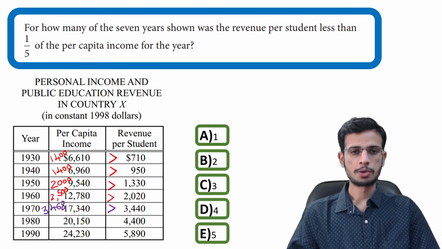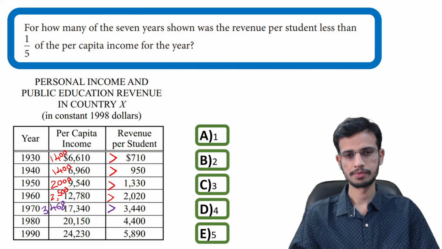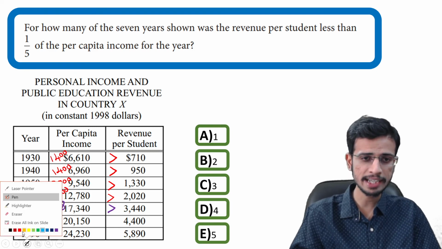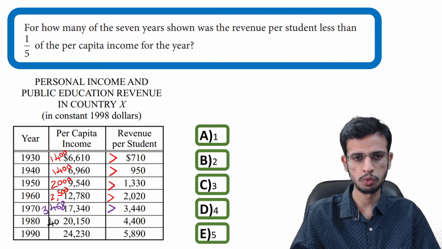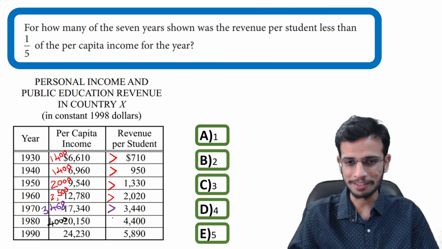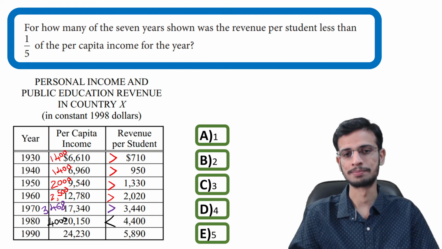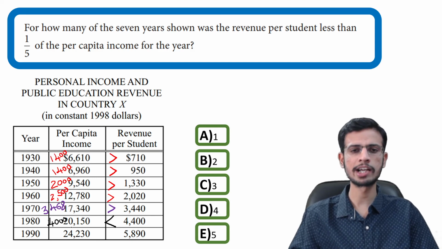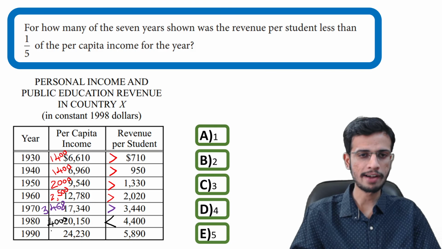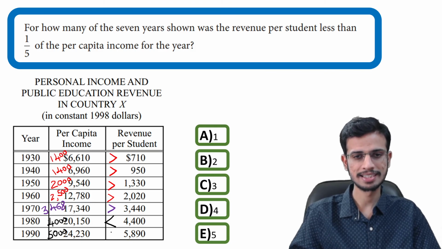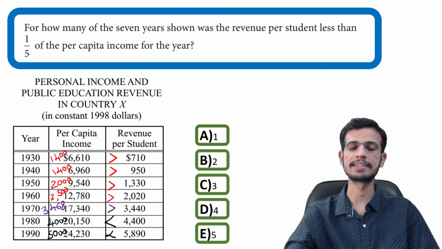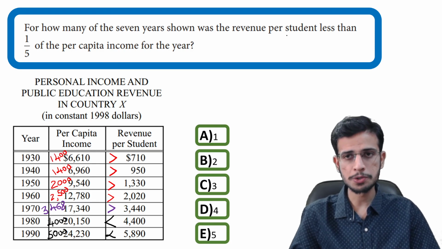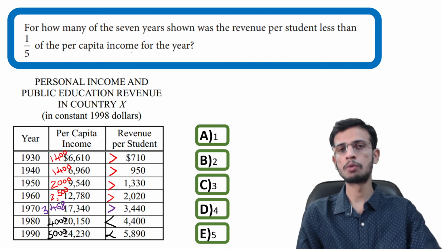20,150. If you divide this by 5, you'll be getting approximately 4,000. Yes, 4,000. And in this case, revenue per student is greater than per capita income. And if you divide 24,230 by 5, you'll be getting around 5,000. Approximately, you're getting 5,000, and 5,000 is less than 5,890. So we have to find for how many of the 7 years shown in the table the revenue per student is less than 1/5 of the per capita income.